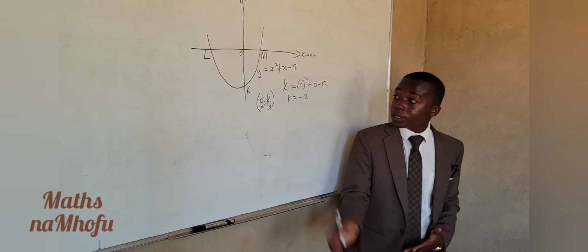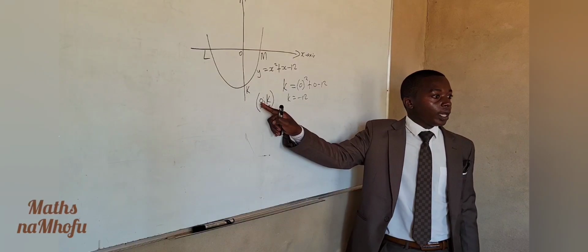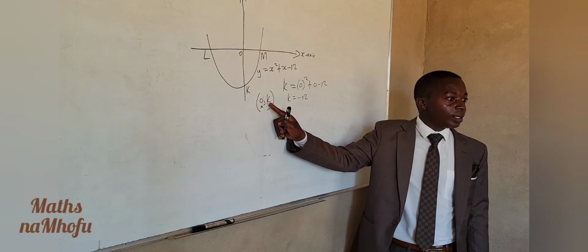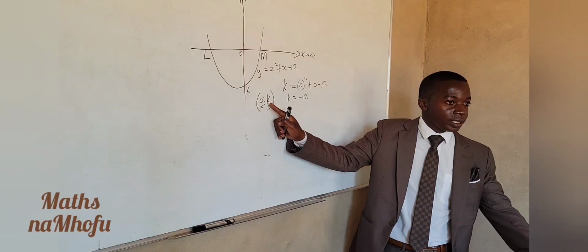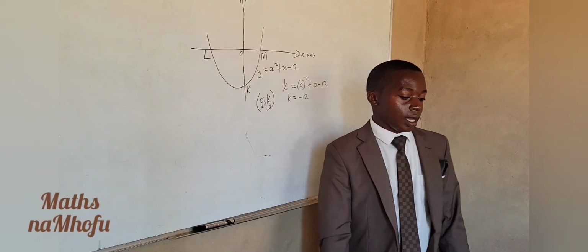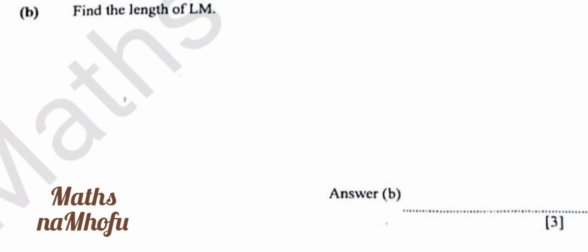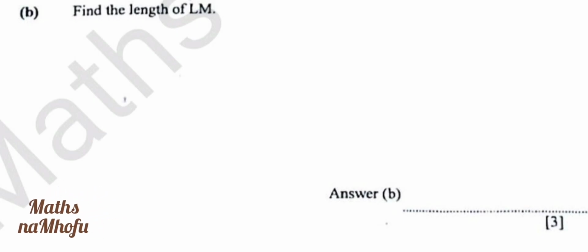Are we together? Because in these coordinates we were given the value of x, but the value of y was not given. However, the value of y, we can get by substituting the value of x that we have. Are we together? Yes.